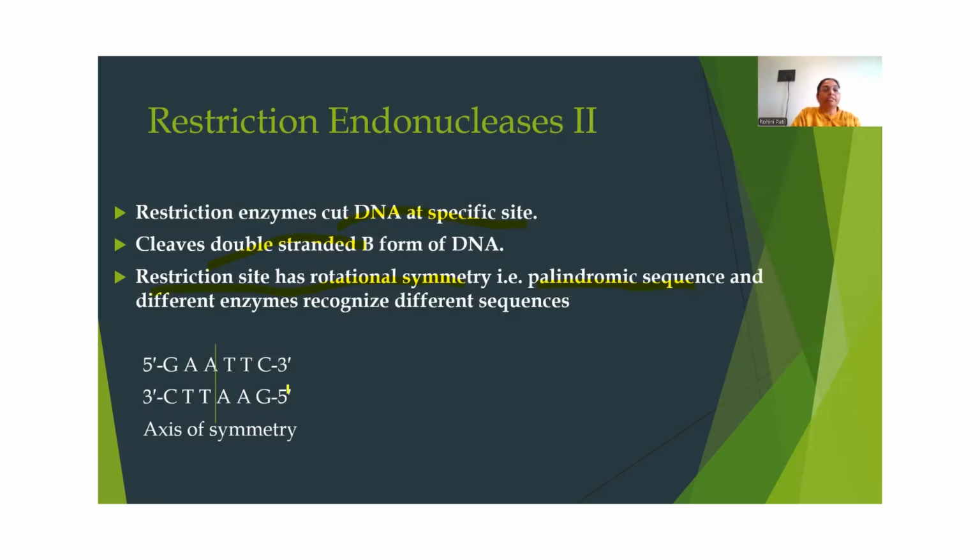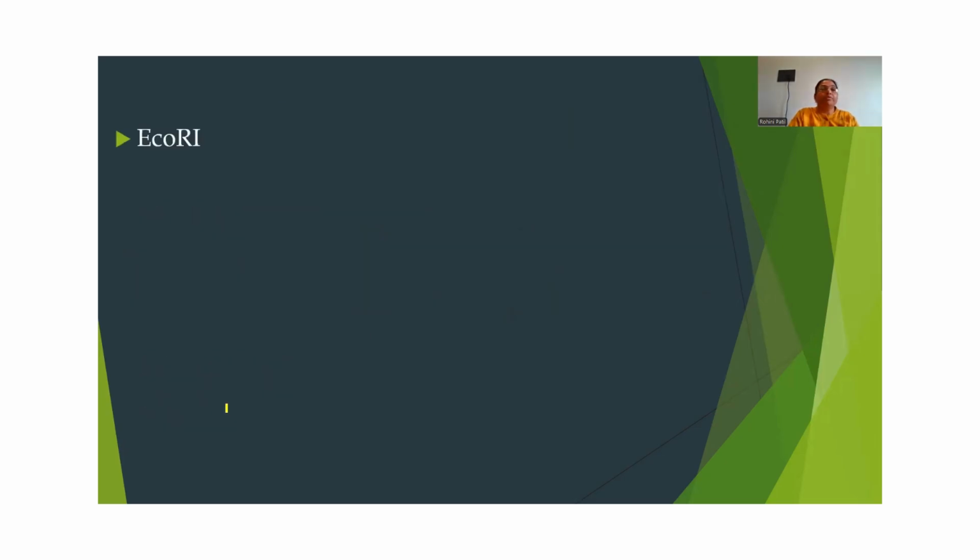And when you look at this sequence and read it from either end of the DNA strand, it is the same, like GAATTC, and read from the other end, GAATTC. That is, read from either one, it is the same. That's why it is called a palindromic sequence, and the symmetry is a rotational symmetry. Now here the example is EcoR1.